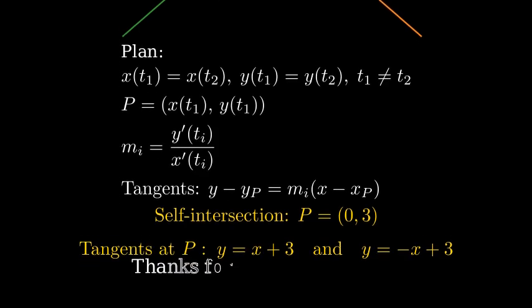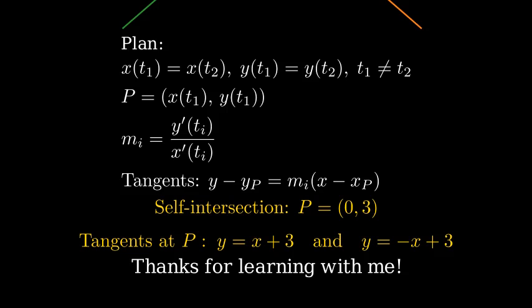Key takeaways. For parametric curves, simplify expressions when possible, use x prime and y prime to form the slope dy over dx, and at a self-intersection, there are two distinct parameter values giving the same point, which produce two different tangent directions. In this example, the tangents are the clean lines y equals x plus 3 and y equals negative x plus 3.